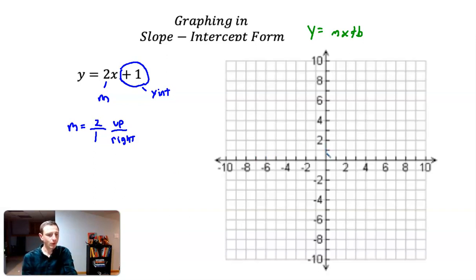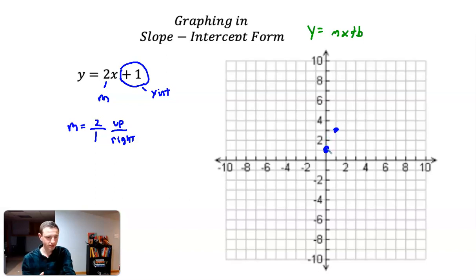So we go to our graph. We find the y-intercept of positive 1, which is right here. And then our slope is up 2 to the right 1. So from this y-intercept, I'm going to go up 2, 1, 2, to the right 1, right here.